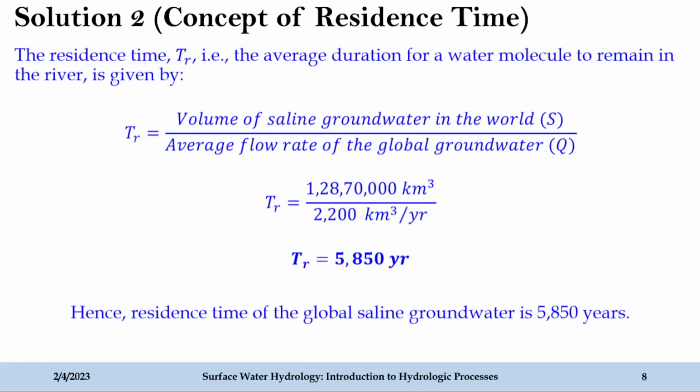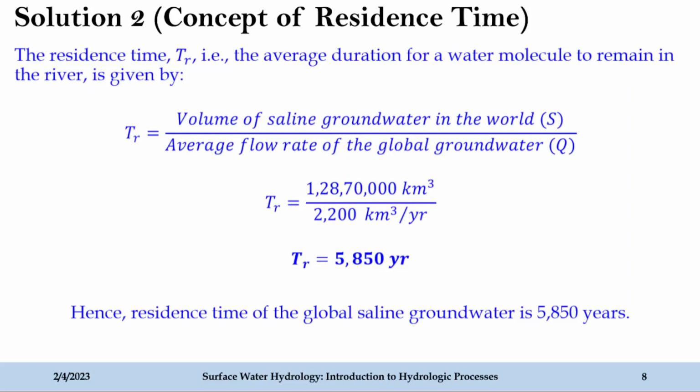So now we can actually compare and see that the residence time for which the water molecule will stay in the river system is merely 17.3 days, while the same for saline groundwater is close to 5850 years. So likewise, you can also find out the residence time for pure groundwater or fresh groundwater resources as well.